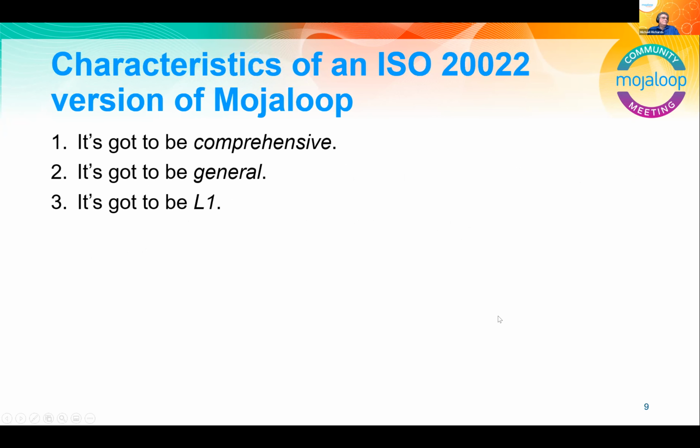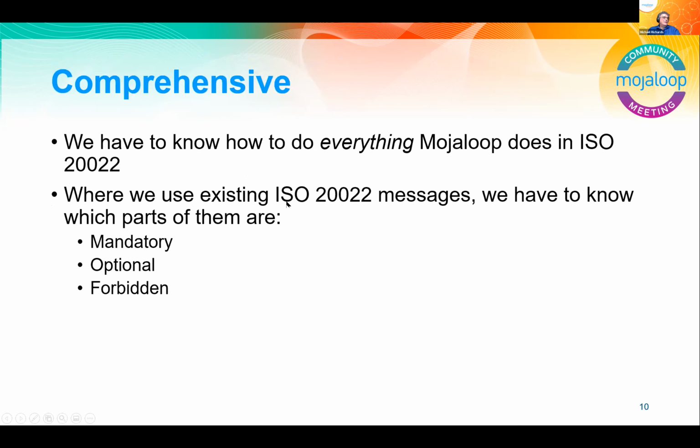In particular, an ISO 20022 version has got to be comprehensive, it's got to be general, and, less important, it's got to be level 1 aligned. Sorry, it is important that it should be level 1 aligned, but to some extent, the level 1 alignment is taken care of in the first two. So what's it got to do to be comprehensive? Now, that means we need to know how to do everything that Mojaloop does in ISO 20022.